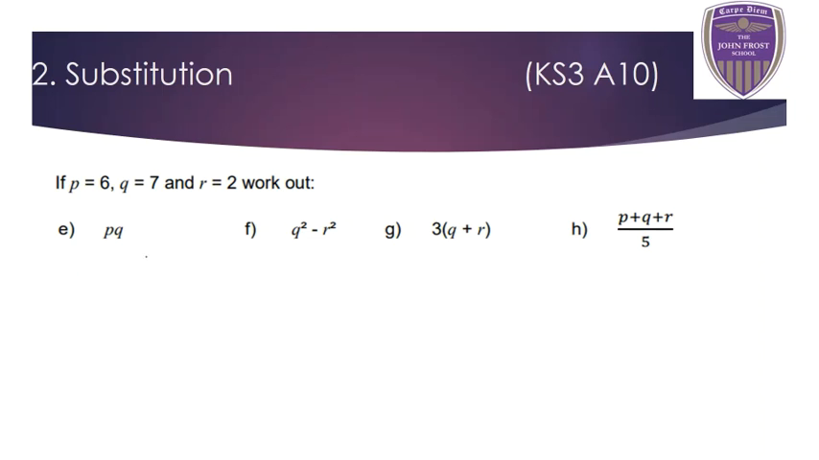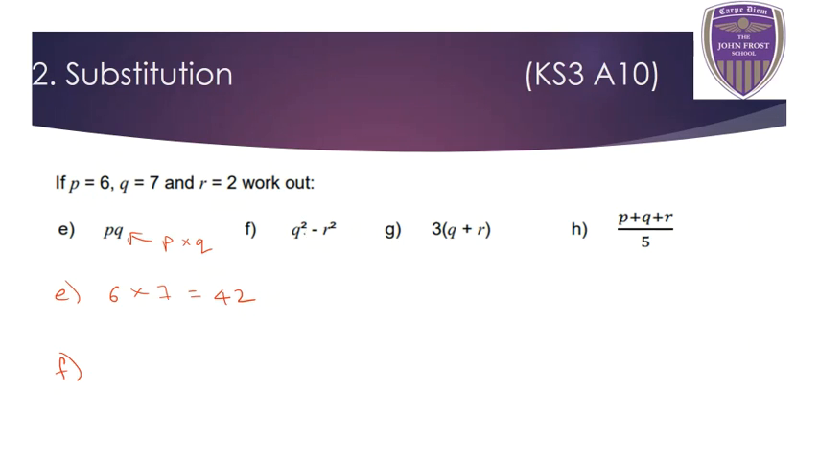Right, moving on then. So still using the same values for P, Q, and R, just slightly different in terms of how we do this now. So for question E here, look, PQ, there's no symbol in between, is there? So it means multiply. So PQ means P multiplied by Q. Okay, well, we can see that P is 6, Q is 7, 6 7s are 42. That's how you answer that one.